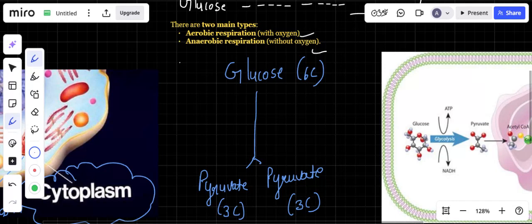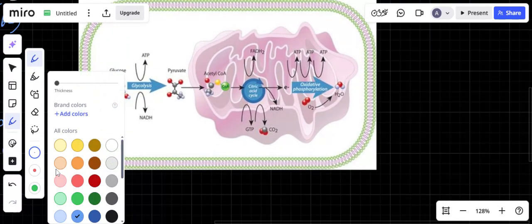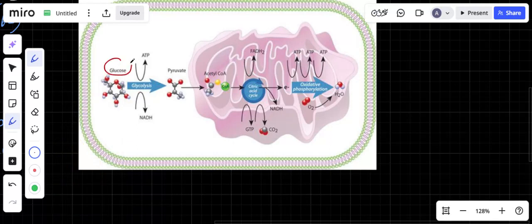Now, what is the significance of glycolysis? It is universal, occurring in almost all organisms. Glycolysis can provide quick energy even without oxygen. It also prepares substrates for further processes like the Krebs cycle and oxidative phosphorylation. Now let's understand this reaction using this picture. On one side we have glucose, which is a 6-carbon molecule. It gives you 2 ATP molecules and 2 NADH molecules, and at last it is converted into 2 pyruvate molecules, which are again 3-carbon molecules.